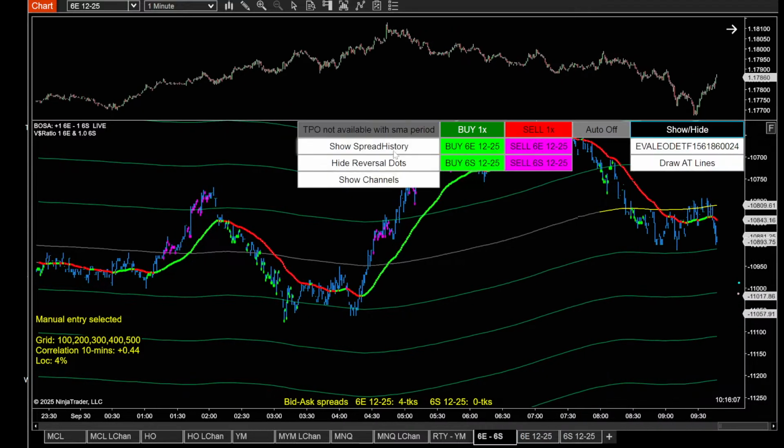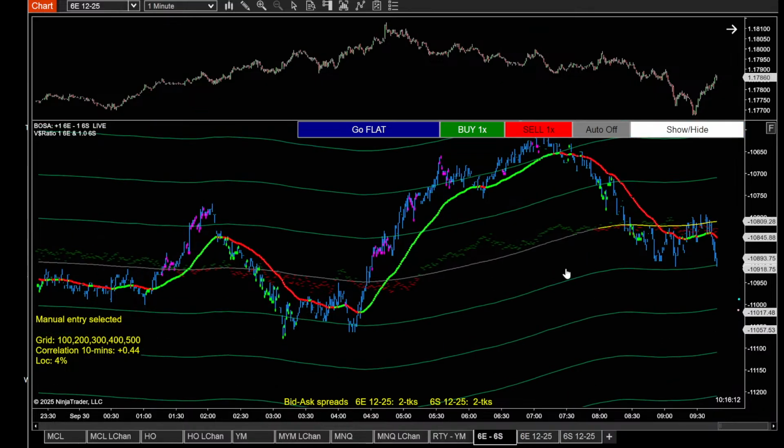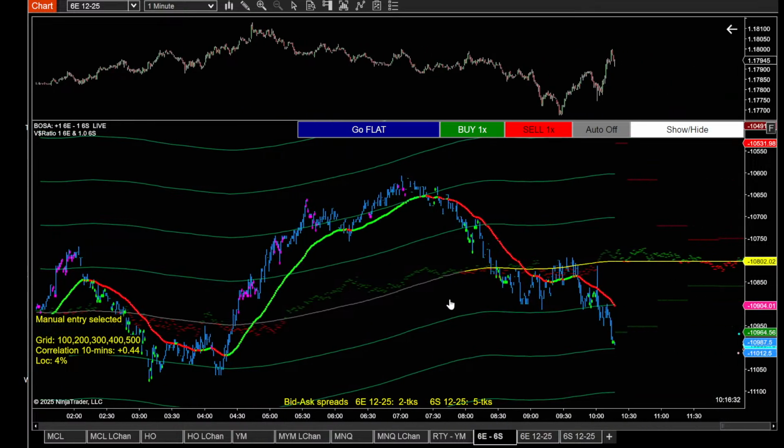Actually, let's take a look at show spread history. Okay, so I'm going to show you a little feature of BOSA. Now again, this is called BOSA. It's called the buy one, sell another, BOSA. So we're buying the ES and selling the 6S, a Swiss franc. This red and green dotted area here is the spread history.